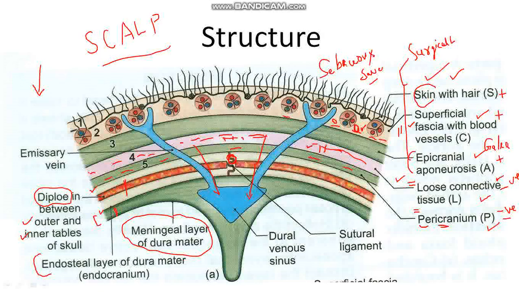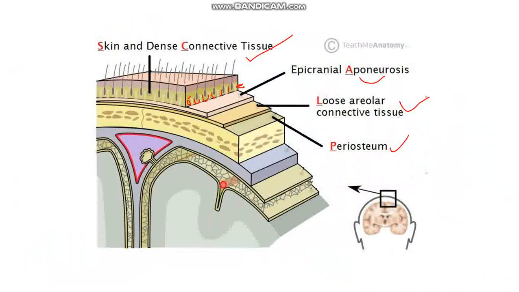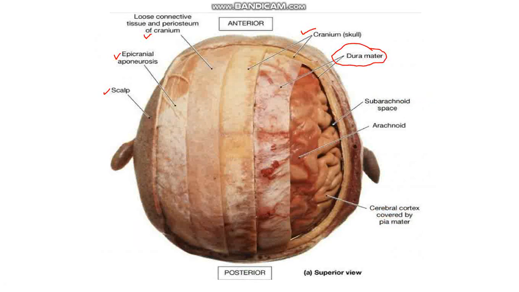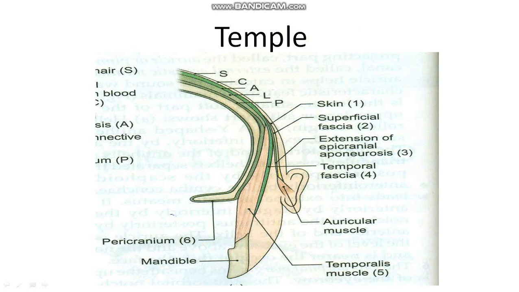Already we have seen this image, how the pattern of arrangement is, the same we have talked about in the earlier image, and we have seen this cadaveric image. This is about the temple. This is the temporal region, which is between the superficial temporal line and the zygomatic arch.